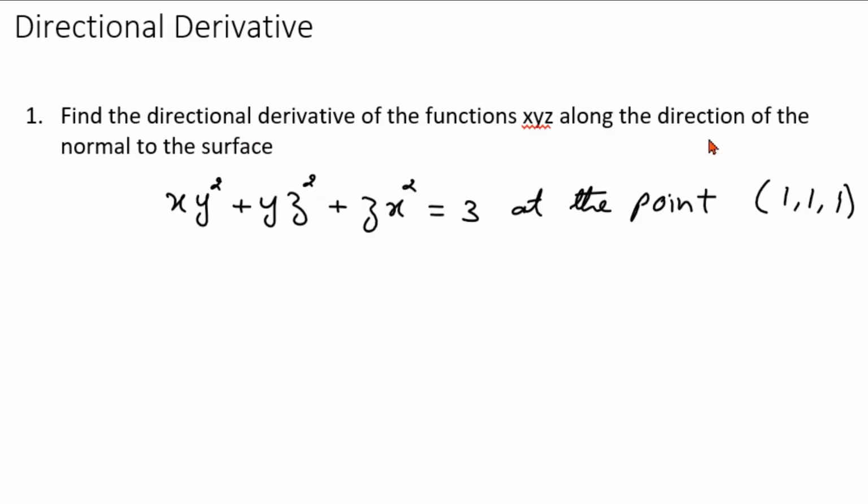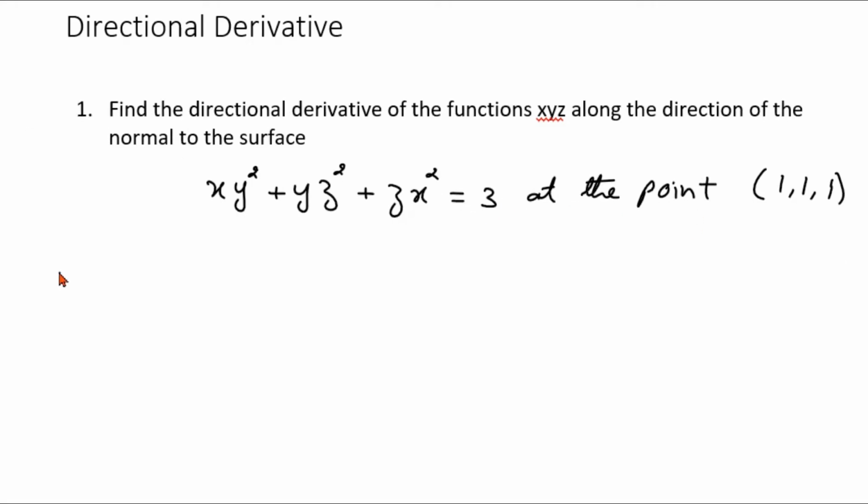Find the directional derivative of the function xyz along the direction of the normal to the surface xy² + yz² + zx² = 3 at the point (1, 1, 1). So it is given over here. Find the directional derivative of the function.